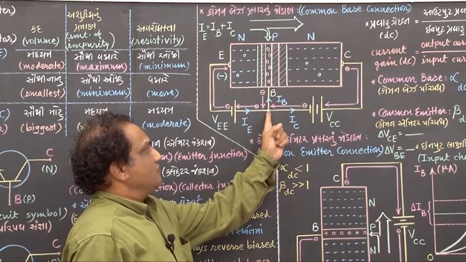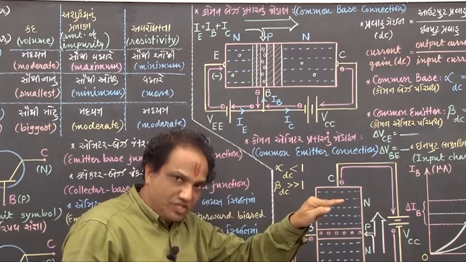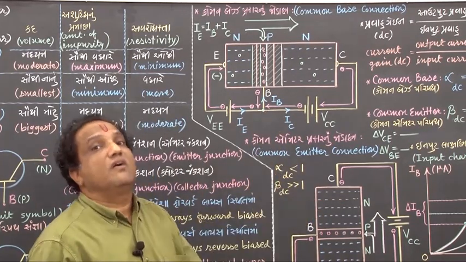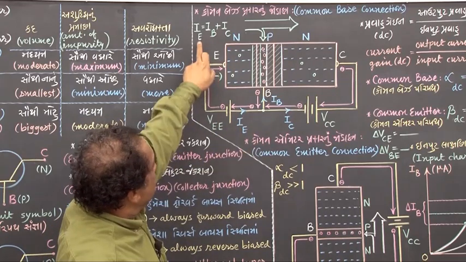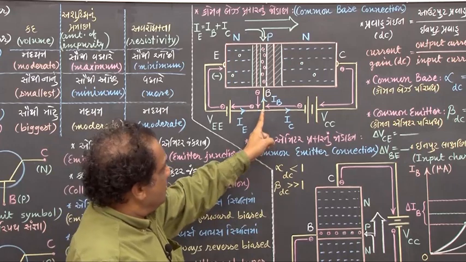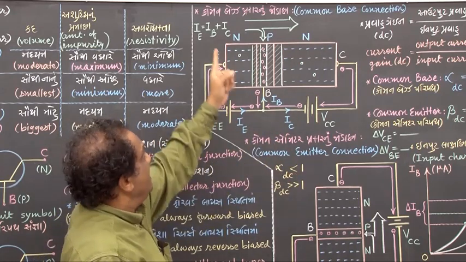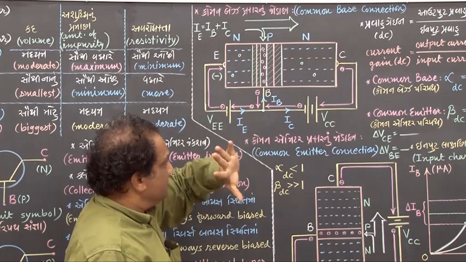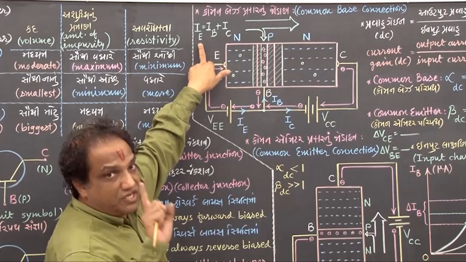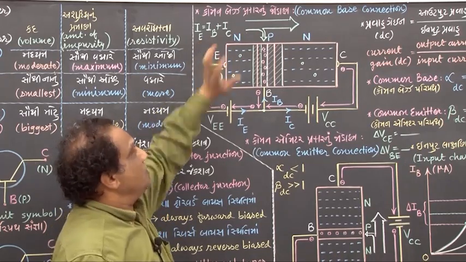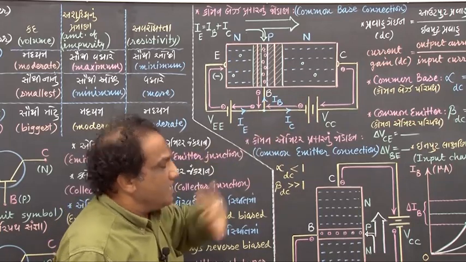Now just apply Kirchhoff's first law at this junction. You know Kirchhoff's first law: current flowing towards the junction should be equal to current flowing away from the junction. Current flowing towards the junction is right now IE, correct? And current flowing away from the junction are IB and IC. This IB and IC flow away from the junction. Current flowing towards the junction should be equal to current flowing away from the junction. So IE is equal to IB plus IC.